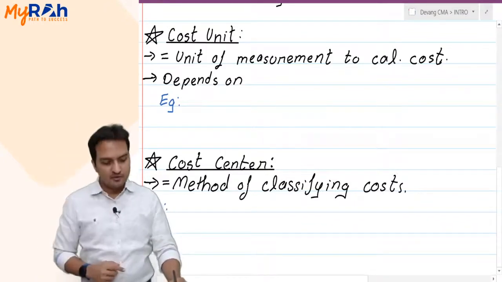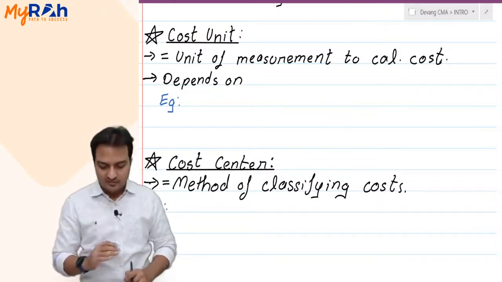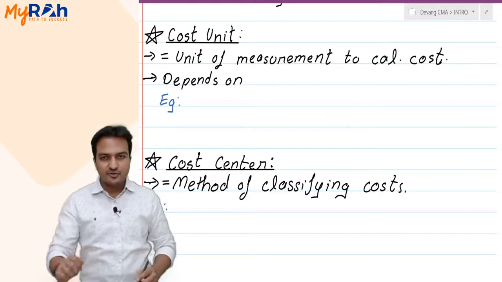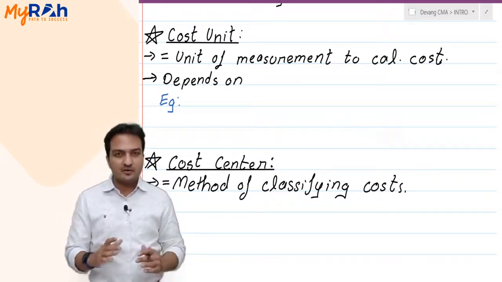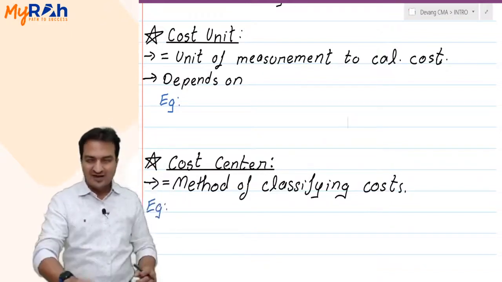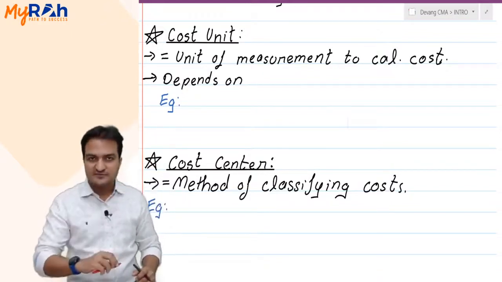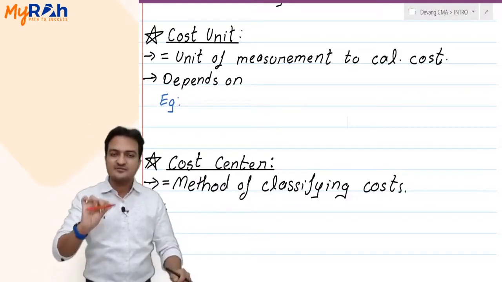Now, two important terms I need to explain to you. One is cost unit, other is cost center. Cost unit is basically what? Cost unit means the unit of measurement that I use to calculate my cost. For example, if I am manufacturing these pencils, then for these pencils, how do I calculate cost? I calculate cost per what?